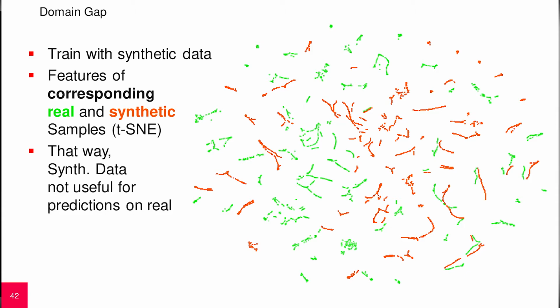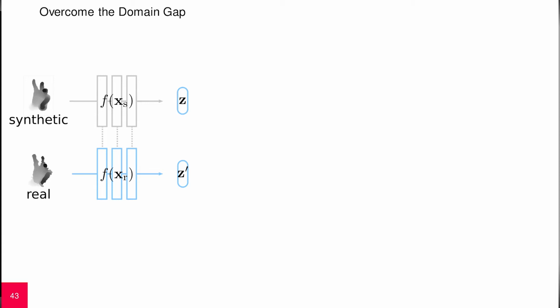But as you can see in this latent space visualization, these corresponding samples are not quite close together, or only in some cases they are close together. So this already indicates this domain gap in the latent space, which of course is an issue if you want to exploit synthetic data for generalization on real data. So this is the basic setup.